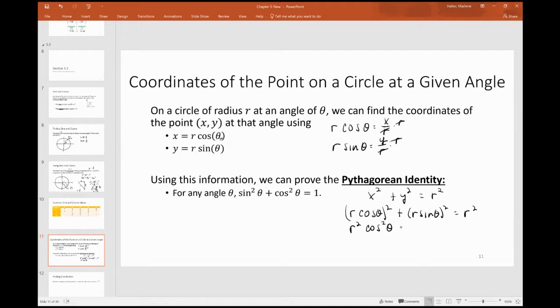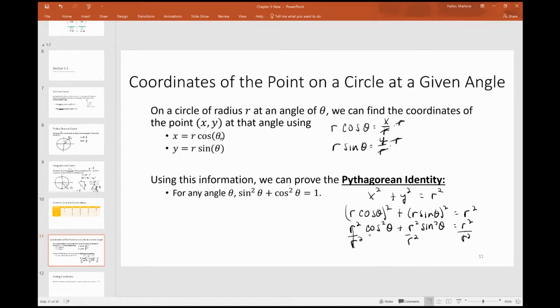All right, so this will be r cosine squared theta, r squared cosine squared theta plus r squared sine squared theta equals r squared. Now all we have to do is divide everything by r squared, and we have a Pythagorean identity. So cool, right? Let's see, what is it?